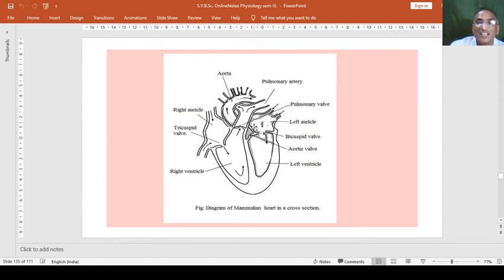Left auricle: the blood is coming from different vessels and coming to the left auricle, entering into the ventricle. From the left ventricle, it is forced out through the aortic valve into the aorta. So this is about the aorta. This is the basic structure of the mammalian heart, and its working is quite simple.